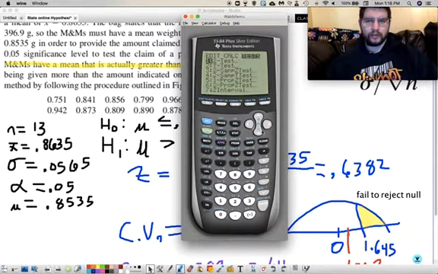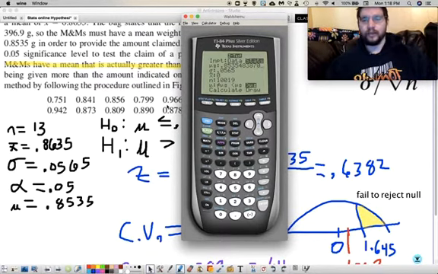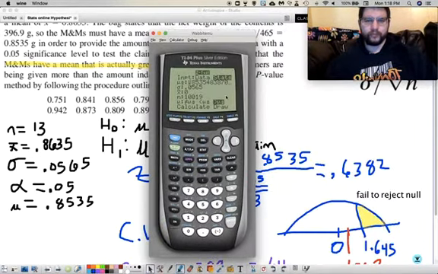Go to stat, tests. What kind of test are we dealing with? A z-test, number one. Do we have data or do we have stats? We have both, actually. So we could select data and type in all this mess right here, but that would take longer, so we're going to just type in the stats. Mu is 0.8535. Sigma is 0.0565. X bar, 0.8635. N was 13.